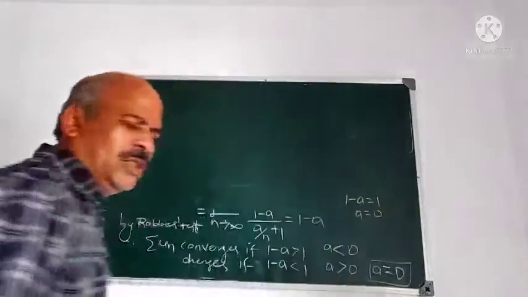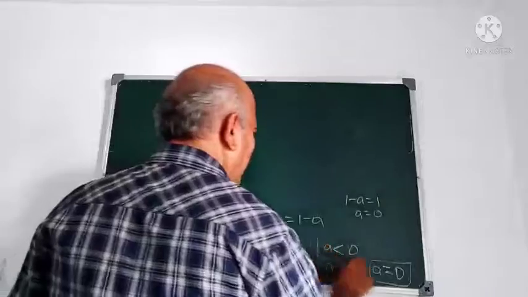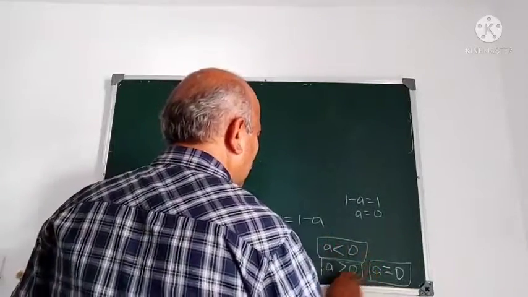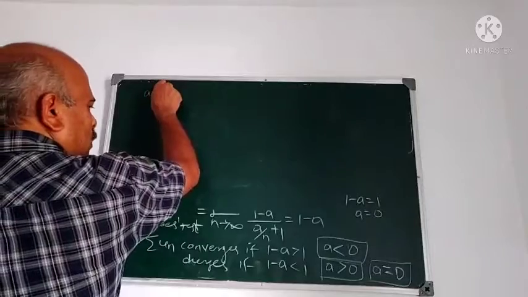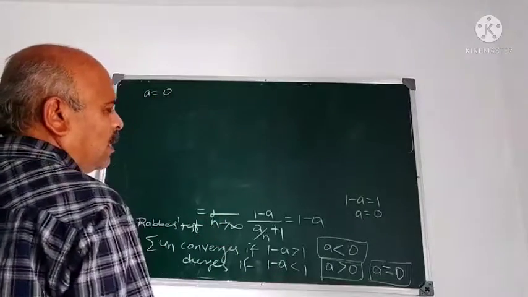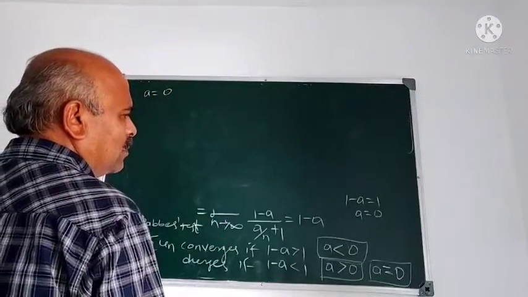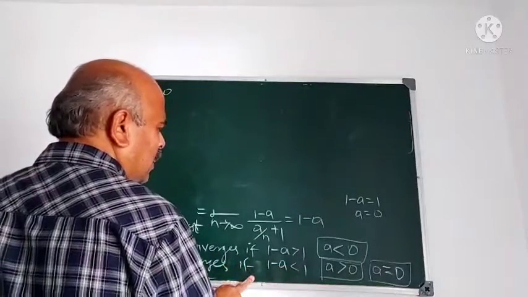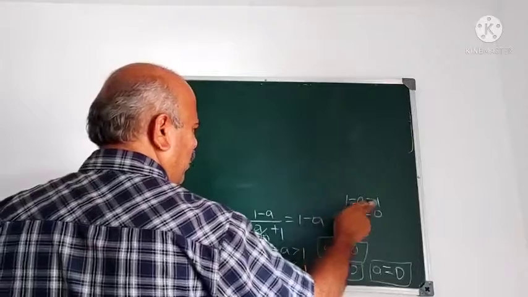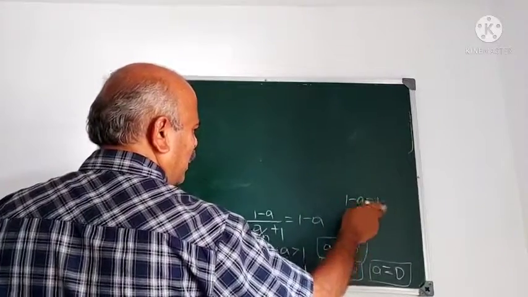I think up to this you have followed this one. A less than 0 converges, greater than 0 diverges. If a is equal to 0, then see what happens. A is 0, 1 minus a is 1, test fails. D'Alembert's Raabe's test fails. 1 minus a is equal to 1, a is equal to 0.